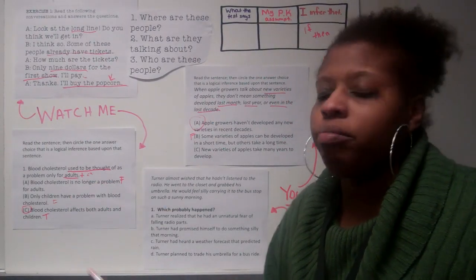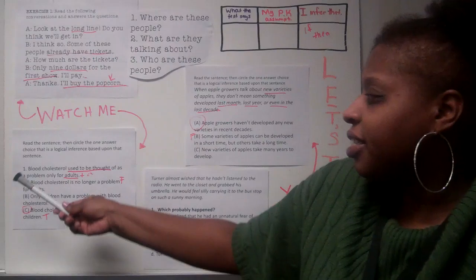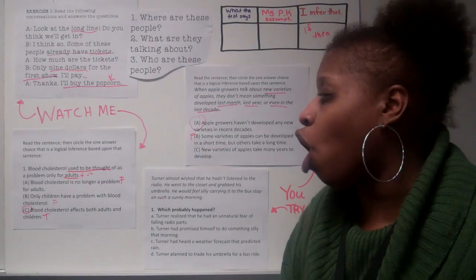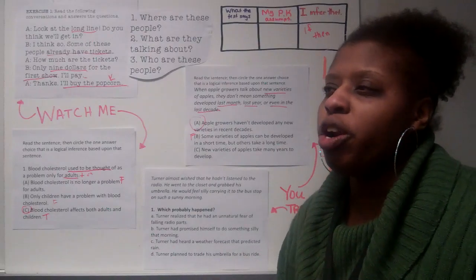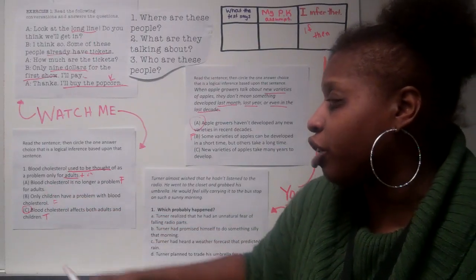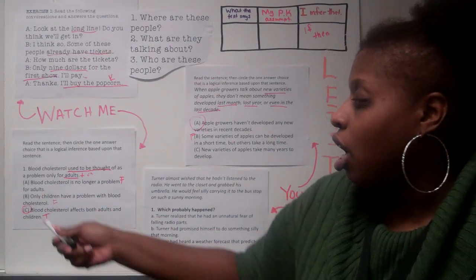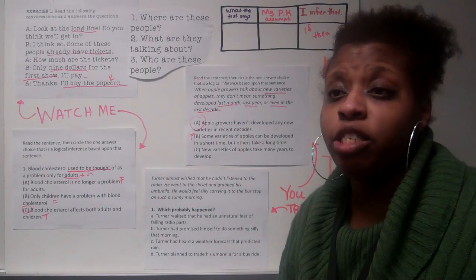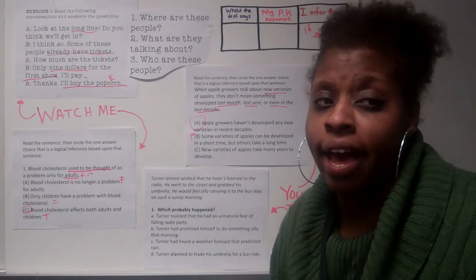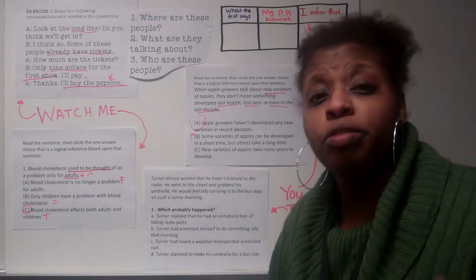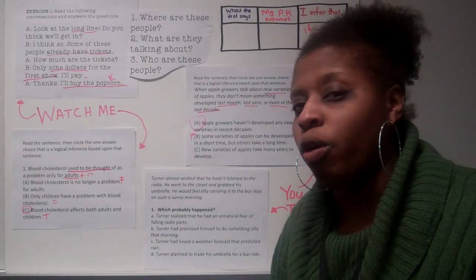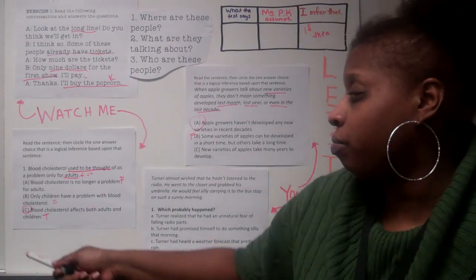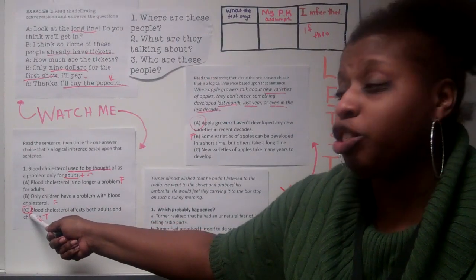Then we have one about, let's read this one. This sentence says, blood cholesterol used to be thought of as a problem only for adults. So now I gotta choose the logical inference. So, blood cholesterol used to be thought of as something that only adults had. So clearly, people that used to think that don't think that anymore. So if it's not just for adults, it has to be for children. And that leads me to the logical C.